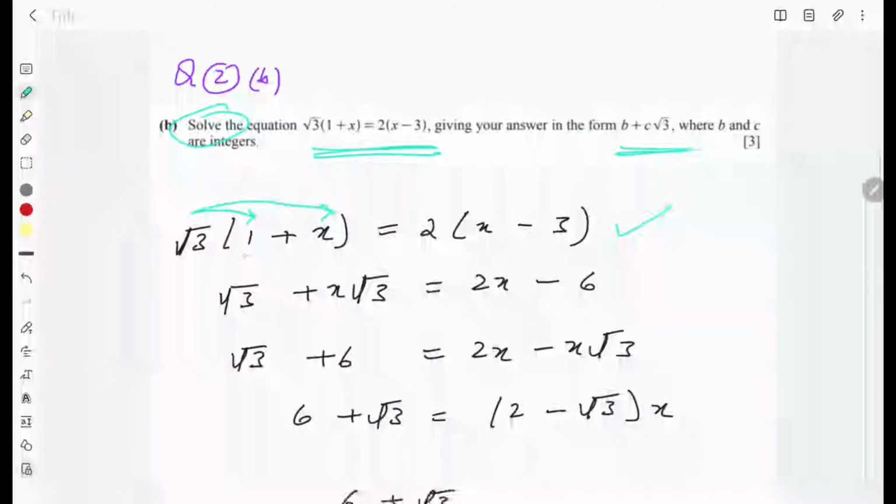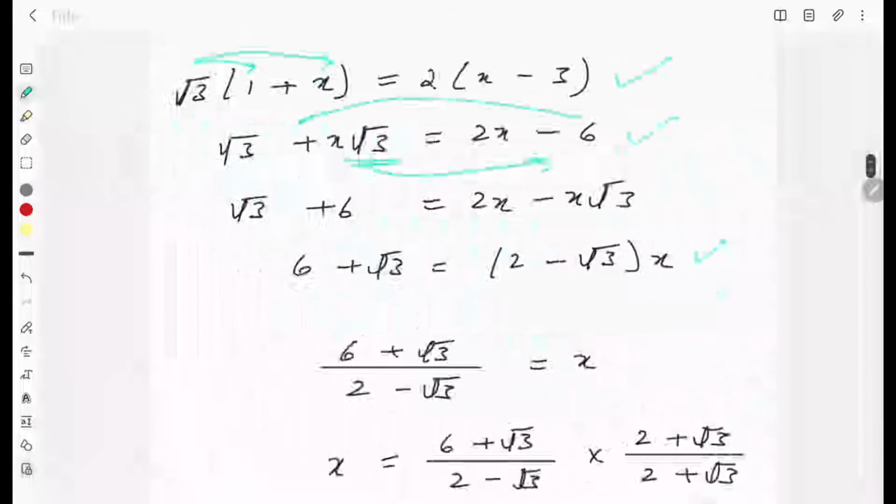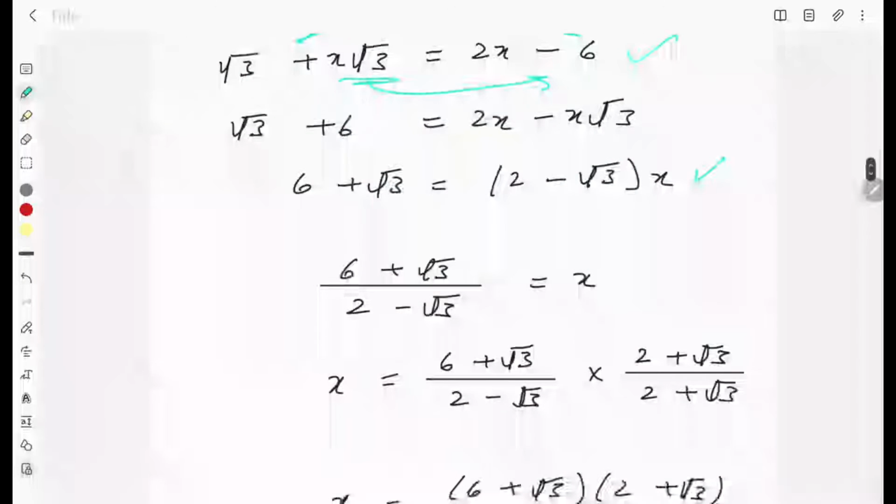So under root 3 multiplied by 1 is under root 3. Under root 3 multiplied by x is x under root 3. 2x equals to 2x minus 6. Now bring x and x together. So I'm taking this thing to this side and bringing this 6 to this side. So this will be under root 3 plus 6 equals to 2x minus x under root 3. I can take x common. So the value of x is 6 plus under root 3 divided by 2 minus under root 3.